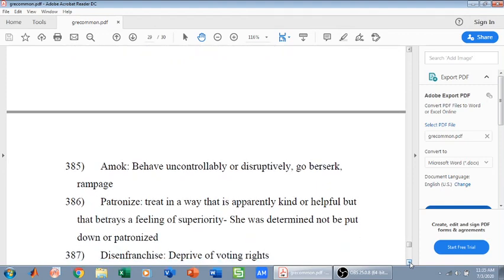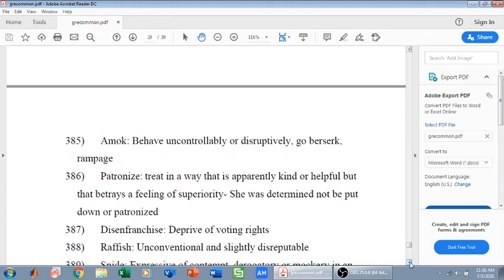Patronize means treat in a way that is apparently kind or helpful, but that betrays a feeling of superiority. So apparently someone is trying to help you, but instead they try to feel superior to you. We can use it in a sentence as, she was determined not to be put down or patronized. So patronize means apparently treating in a way that is kind and helpful, but inside it betrays a feeling of superiority. It reveals a feeling of superiority.